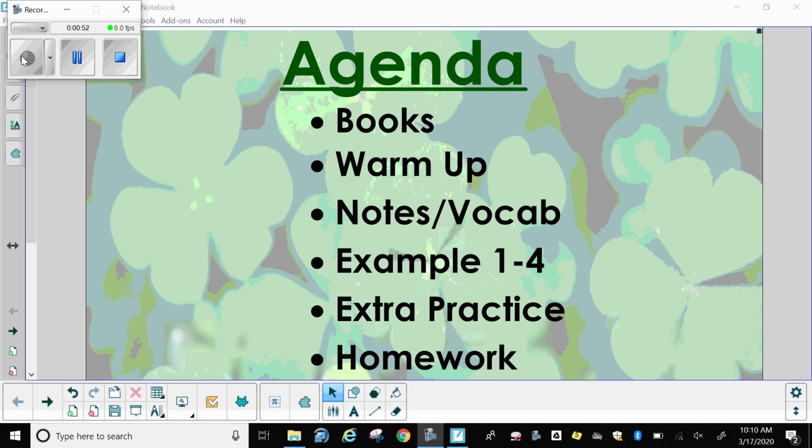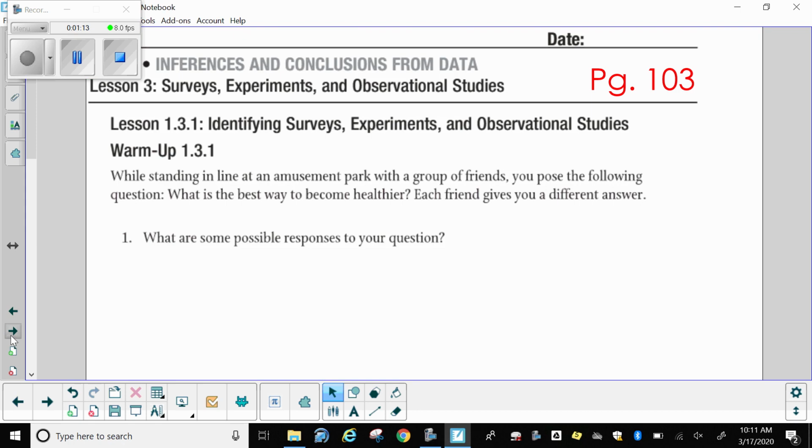Okay? So here's our agenda. Honestly, this is just going to be a recap of what we did on Friday. On Friday, we focused on different types of studies. There were 3: an experiment, an observational study, and surveys. So this is a continuation of our lesson from Friday.